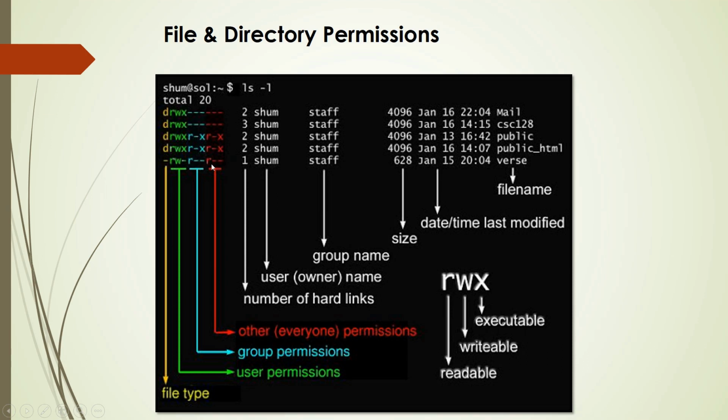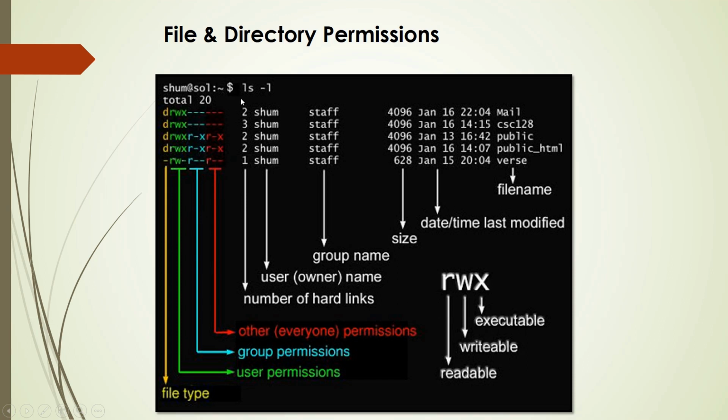And finally, all others except user and group will be given this third set of permission, which is called others. So everyone else will be given only read permission, no write and execute permission. R stands for read, W stands for write, and X stands for execute.